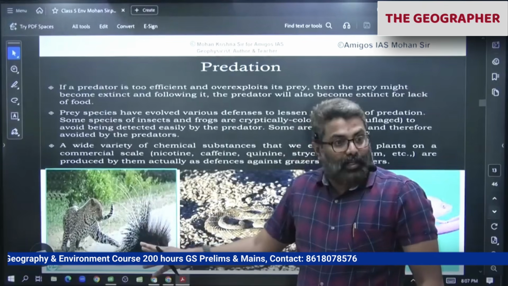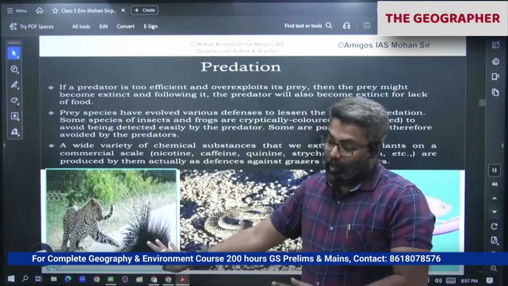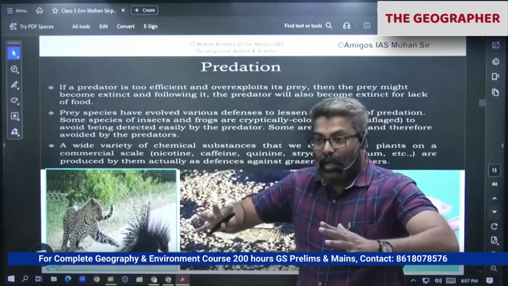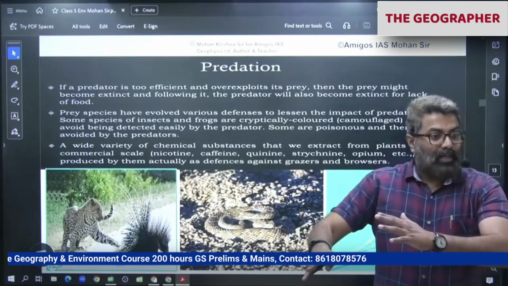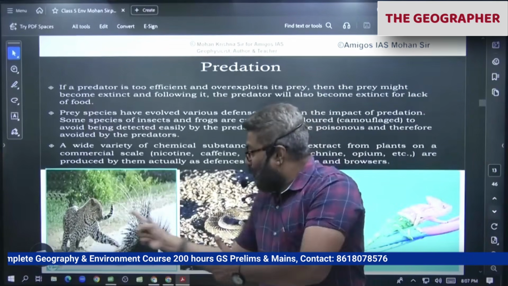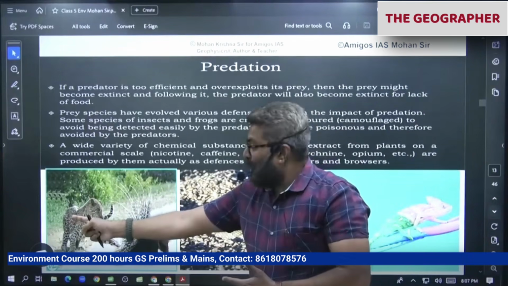So this will be ready. Normally this will not do anything, it will be on its own, correct? Suddenly when the leopard comes, what happens, it just expands its quills and moves backwards. When the leopard comes in, it moves backward. So all the quills will sting the leopard.